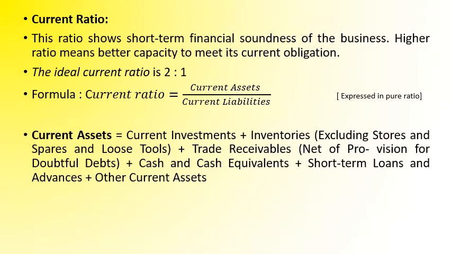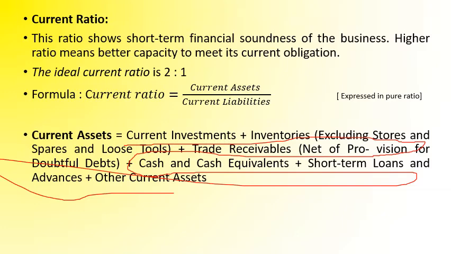Next we have current assets. Current assets are what we learned in the first chapter, different items in the balance sheet. I am not taking a long time here because you have already learned it; I am just putting all the information here, so check what the current assets are. They are current investment, inventory excluding stores, spares and loose tools, trade receivables, cash and cash equivalents, and short-term loans and advances. These are the different items under current assets.